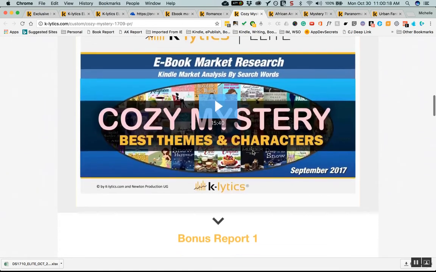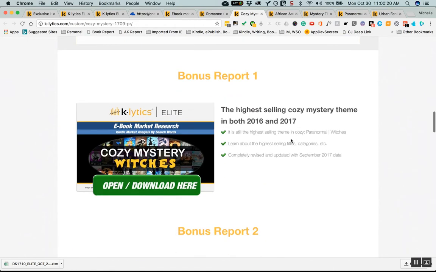Here's part 2 of it with the best themes and characters. You get a bonus report, the Cozy Mystery Witches, and you can download that report. And what I like about this, again, is he's going to show you year over year.